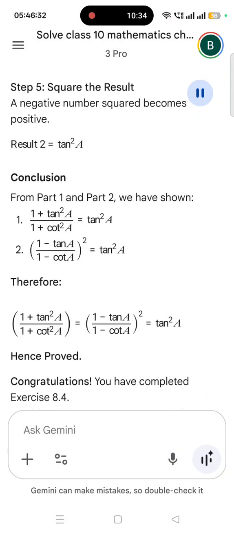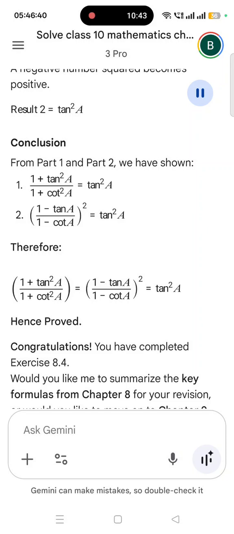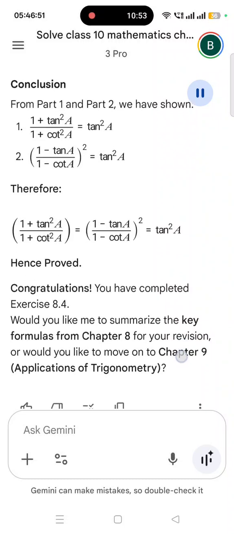Conclusion. From Part 1 and Part 2, we have shown: 1. (1 plus tan squared A) over (1 plus cot squared A) equals tan squared A. 2. ((1 minus tan A) over (1 minus cot A)) squared equals tan squared A. Therefore, hence proved.